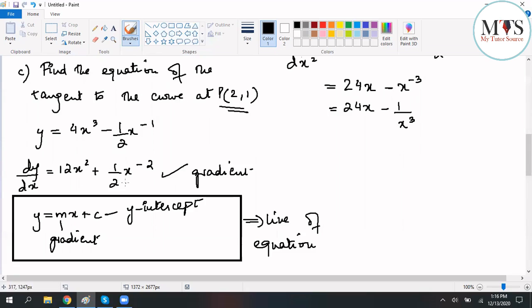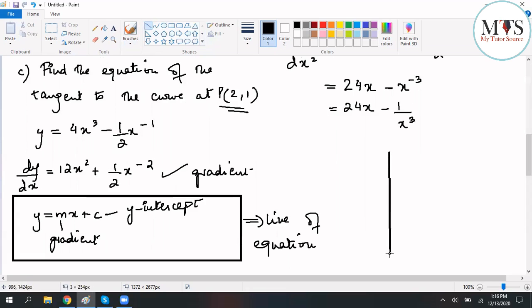Wait, I'm a little confused. I don't understand the whole thing about finding the equation of the tangent. It's okay, it's okay.